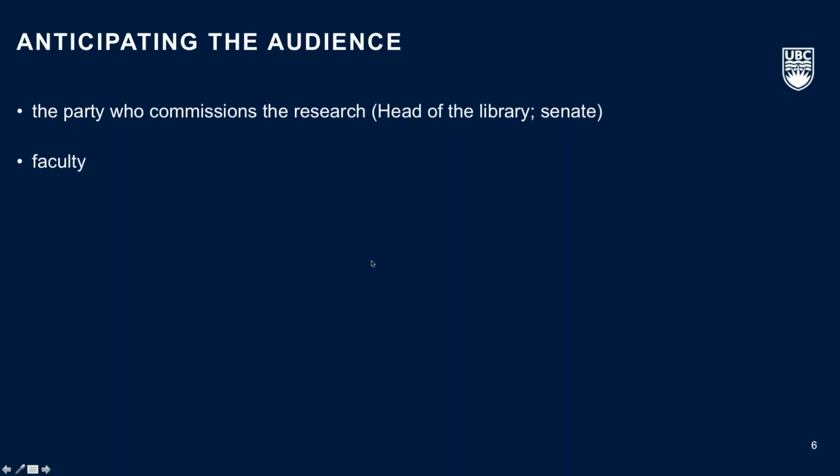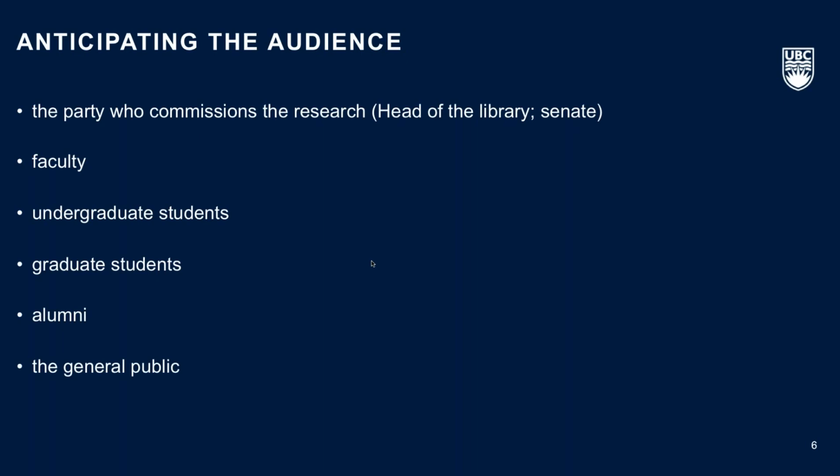Another example could be a faculty could commission work for you, or perhaps undergraduate or graduate students through their graduate student societies or other ways. But they're your audience. Alumni could be another audience. And the general public is another audience. Sometimes you have intended audiences like the head of the library who commissioned the study, but unintended audiences could be the media or the board of governors. So you need to think about who will gain access to this report.